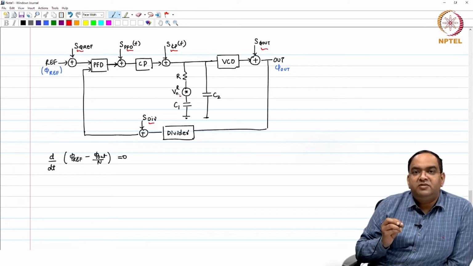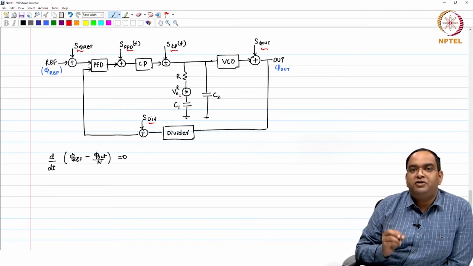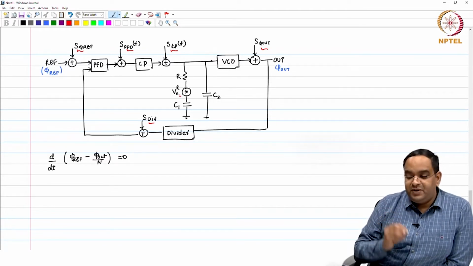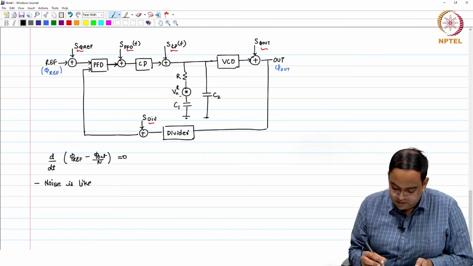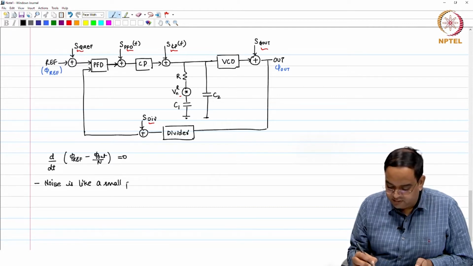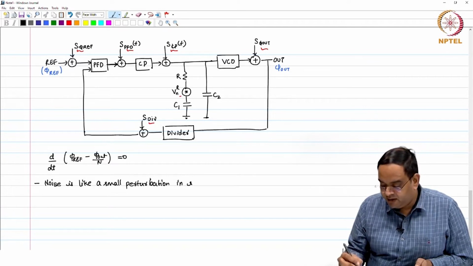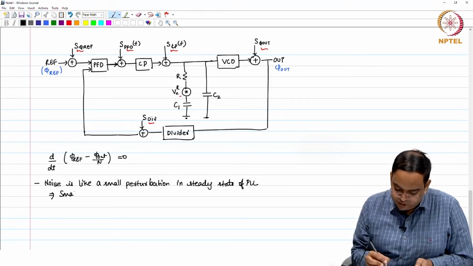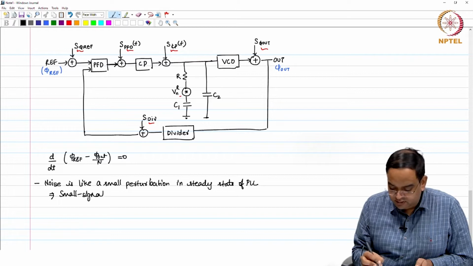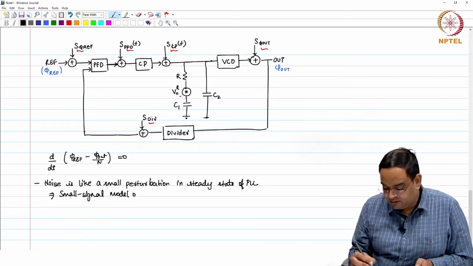We treat the noise added by the reference, PFD, charge pump, VCO, divider, and resistor as small perturbations in the steady state of the PLL. Let me just write: noise is like a small perturbation in the steady state of the PLL, which implies that we can use a small signal model of the PLL for finding the output phase noise, that is, for noise analysis.